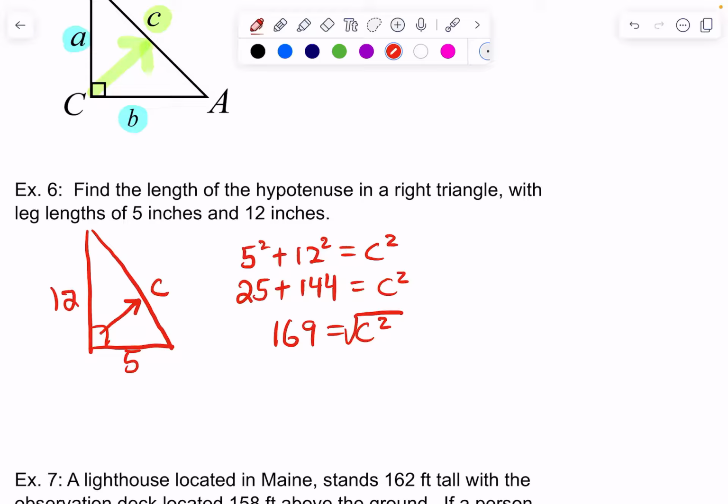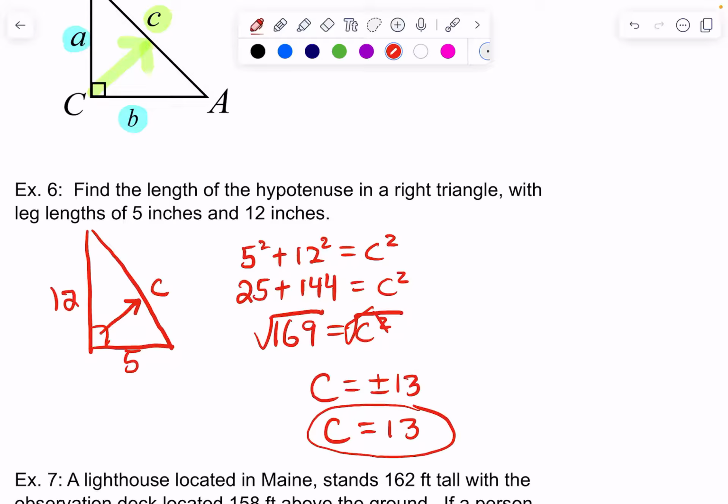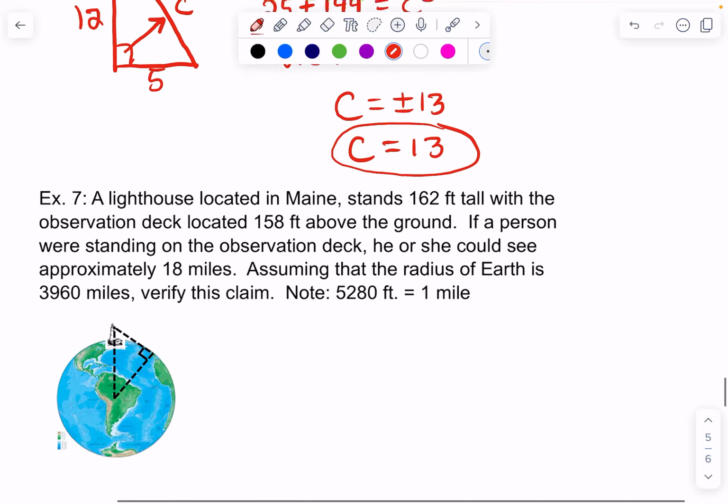I'm going to solve for c by taking the square root of both sides, eliminating the power of 2, so c equals plus or minus 13. But please note that we're dealing with a real shape, a real figure, so we can't have negatives in the real world or for side lengths, so c will only equal positive 13. And it's that simple. That's combining the Pythagorean theorem with the square root method. And now let's look at a real life example.